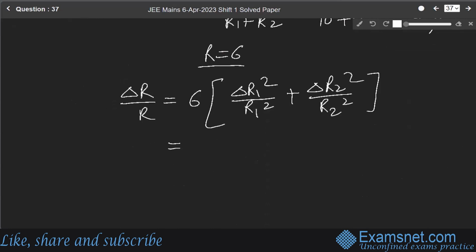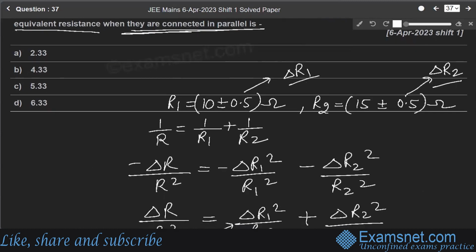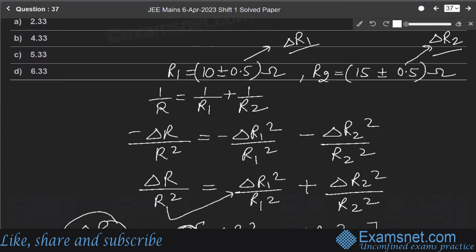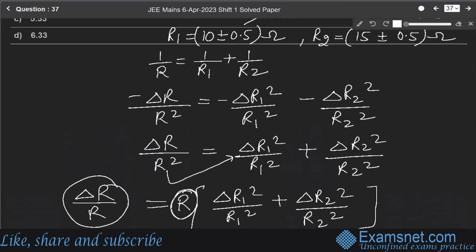So putting values as delta R1, what is delta R1? 0.5 square over what is R1 square? R1 is 10 and R2 is 15. Sorry, this will be R1 only, not square. Only R1.